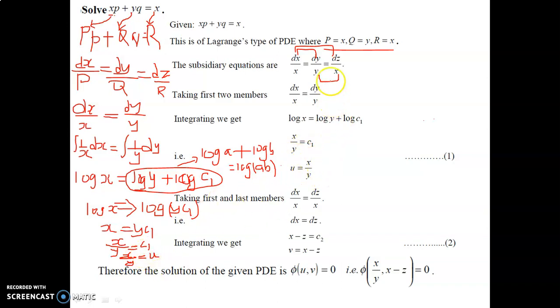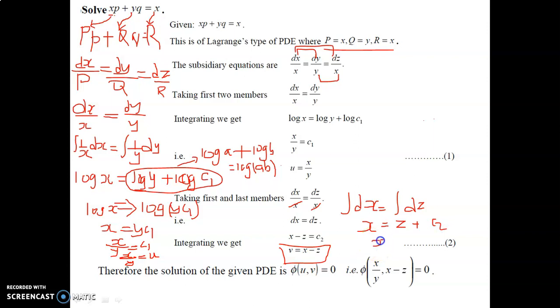Similarly, we can solve for the other pair of ratios, and we will get x minus z equal to v, which is an easier function. Here we have dx by x and dz by x, that is, I am going to equate the first and the third ratios. I can cancel dx by x in both terms, and I will have the integral of dx equal to the integral of dz. The integral of dx is x, and the integral of dz is z plus some constant c2.